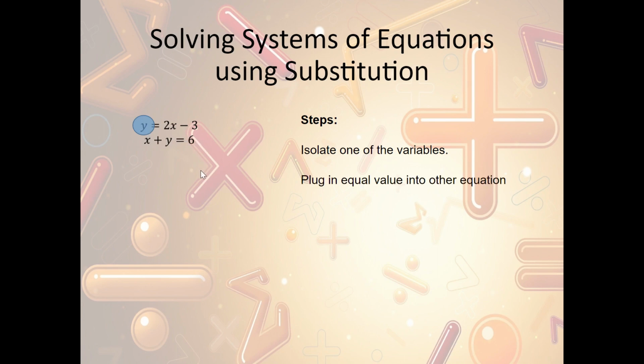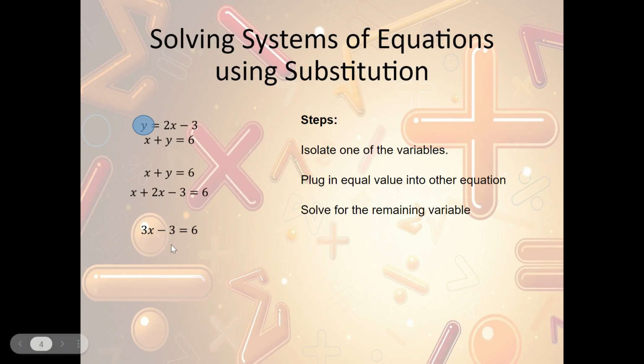So what I'm going to do is I'm going to plug in the value on the other side for y into the other equation. So I have x plus y is equal to 6, but y is really equal to 2x minus 3. So I'm going to plug that in. So now it says x plus (2x minus 3) is equal to 6. Now I can solve for x. So I combine like terms. I get x plus 2x is 3x. So I have 3x minus 3 is equal to 6.